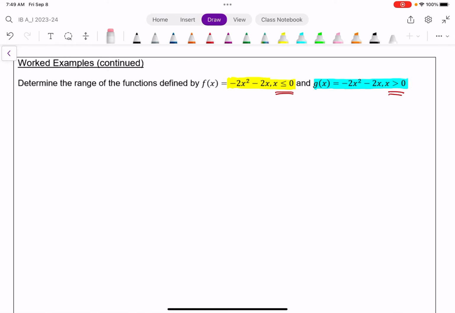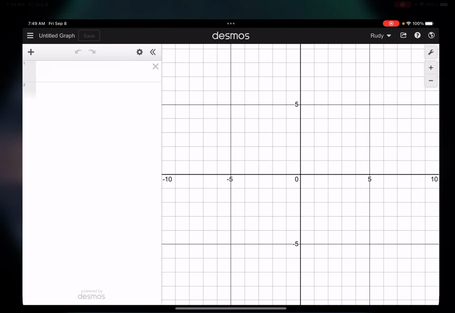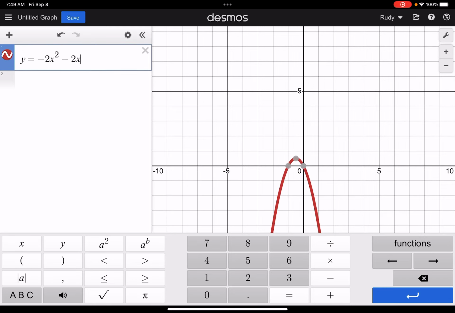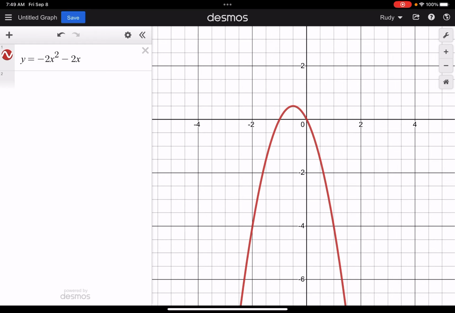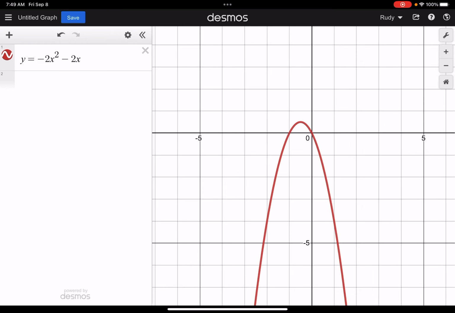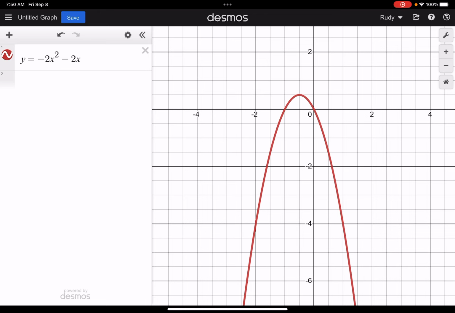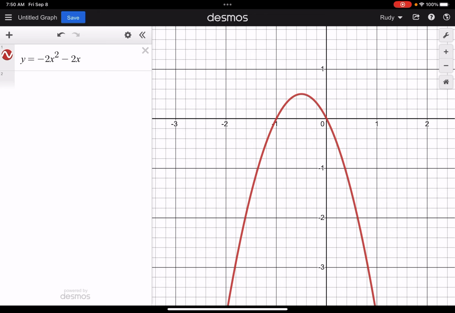And so I'm just going to use Desmos again. And so I'm going to graph, if I look right here, first I want to focus on just minus 2x squared minus 2x. Which I see right here. Now this again is not either f or g. This is the entire function. So for function f, I only want to pay attention when x is less than or equal to 0. So what does that look like?